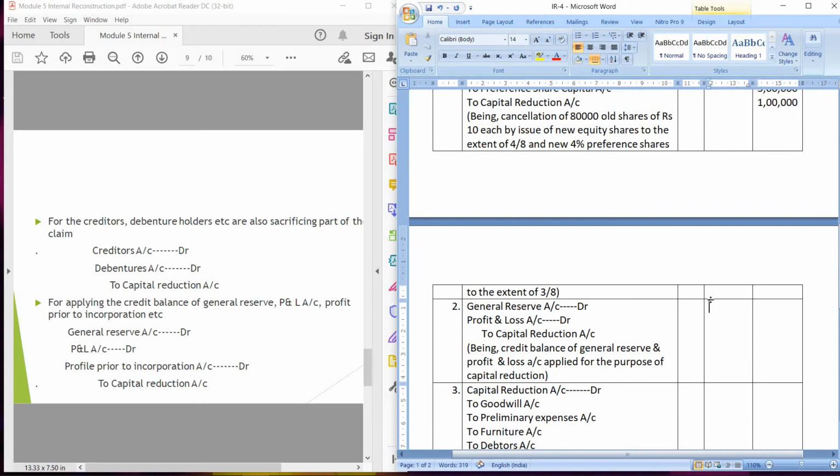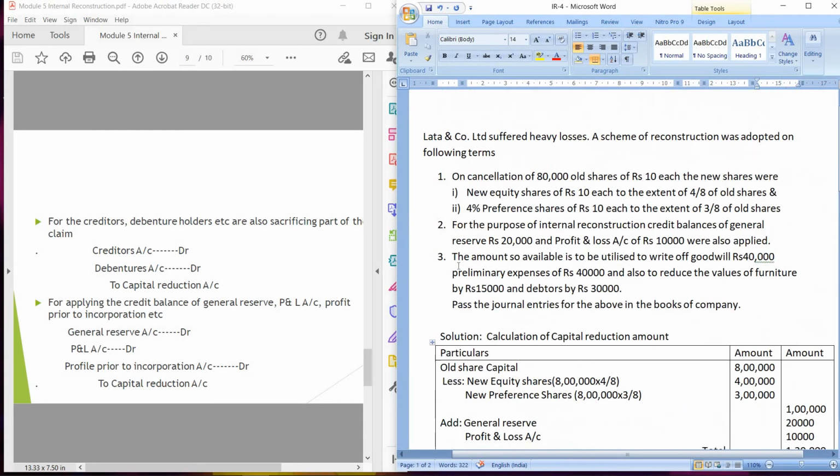General reserve account debit, amount is 20,000. Profit and loss account debit, amount is 10,000. To capital reduction amount is 30,000. Narration: being credit balance of general reserve and profit and loss account is applied for the purpose of capital reduction. And the entry for this last transaction, the amount so available is to be utilized to write off goodwill rupees 40,000, preliminary expenses of 40,000, and also to reduce the value of furniture by 15,000 and debtors by 30,000.